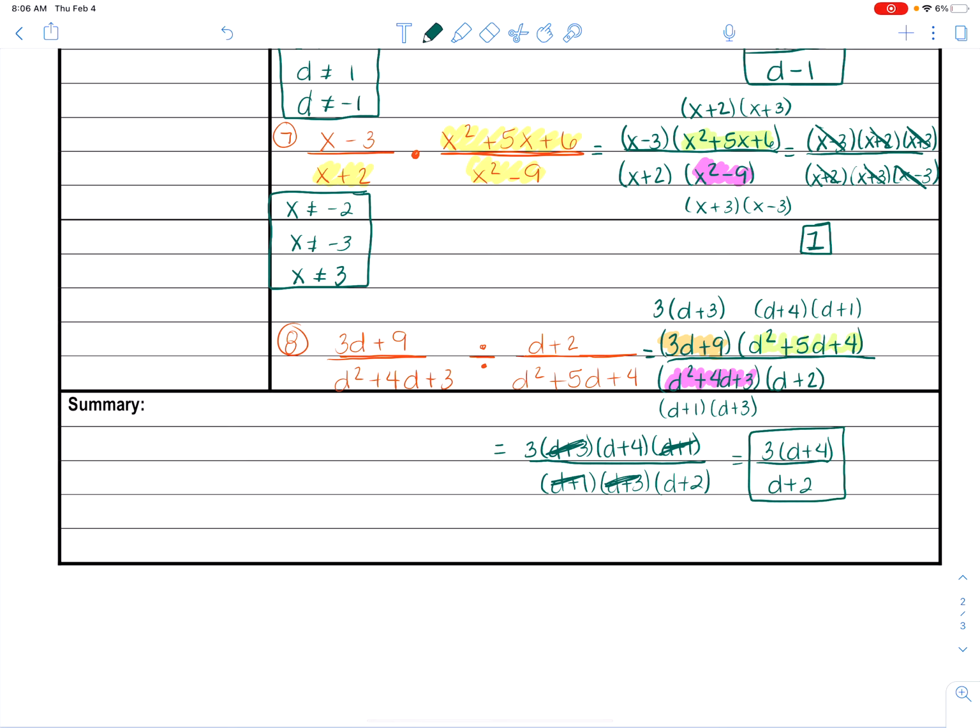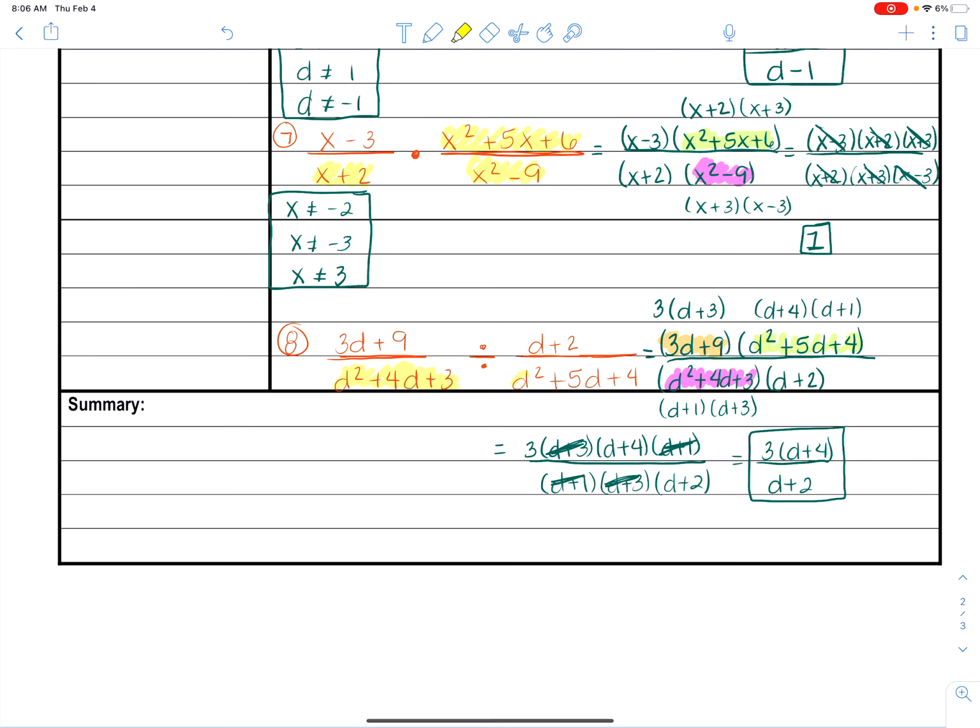Now, you could write it as, if you wanted to distribute the 3 and say you have 3d plus 12 divided by d plus 2, that's fine. Remember, when we simplify, we're just trying to take out what can be taken out. We're not so worried about what the final answer looks like, okay? But we still need to talk about what our domain cannot be. What is it restricted to?